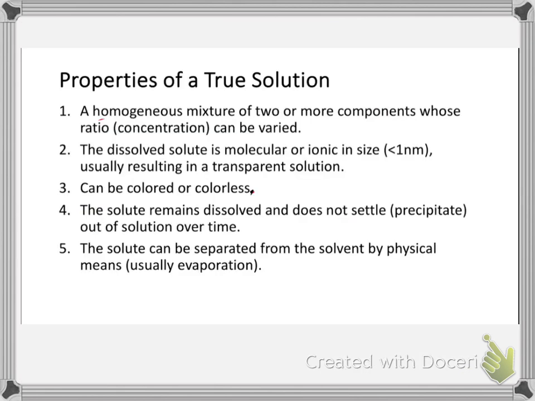Now, true solutions do have some properties that we can look at. So number one, it says it's a homogeneous mixture of two or more components whose ratio can be varied. So in the previous page, we already identified a solution as a homogeneous mixture with two or more components. There's two or more because sometimes you can have more than one solute. Now, the thing here that we haven't mentioned is that the ratio or the concentration can be varied.